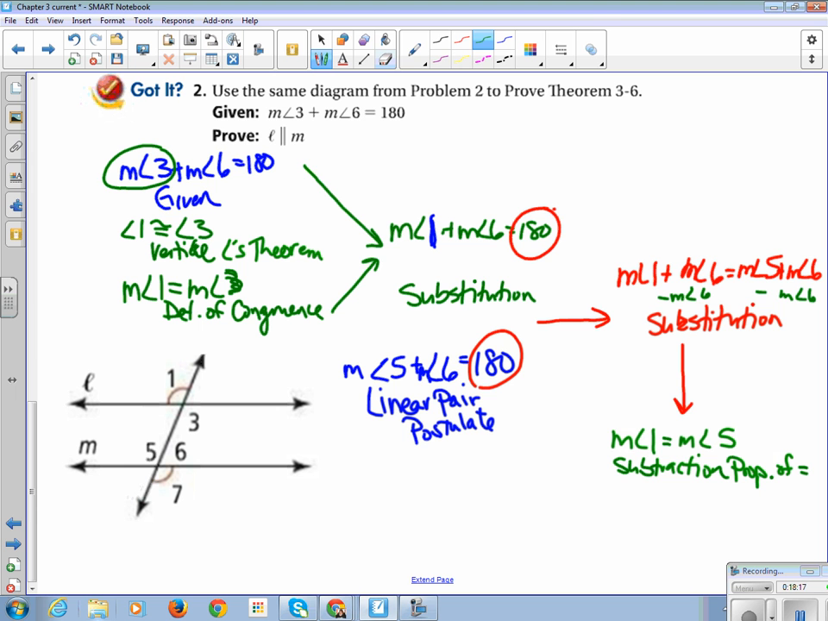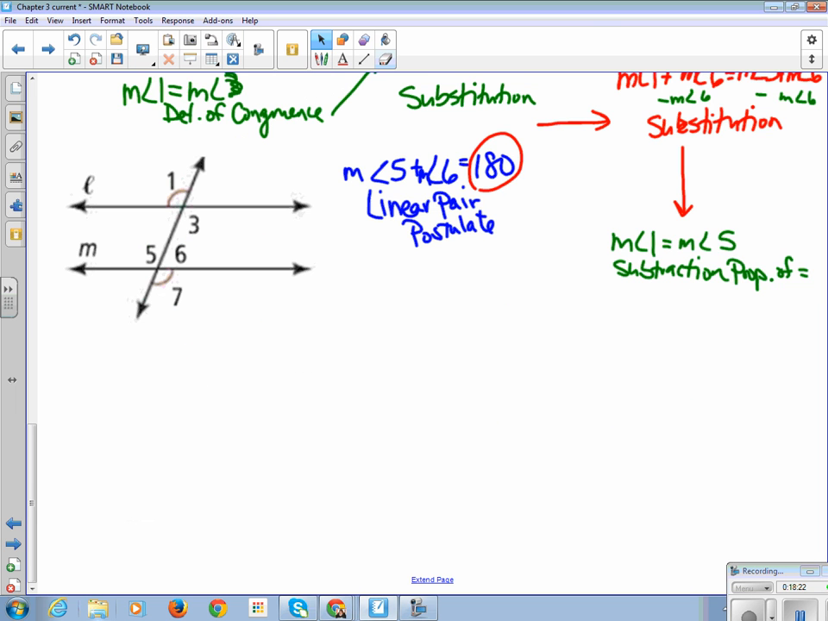Okay, I promise there are 2 more steps to this. There are 2 more steps. Yes, this was in previous homework. Okay.